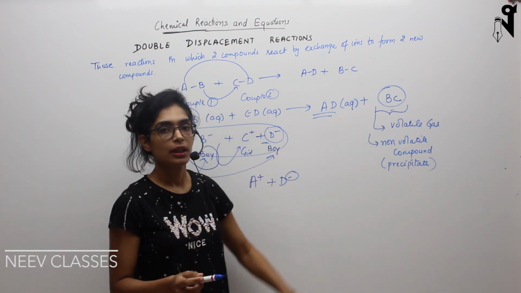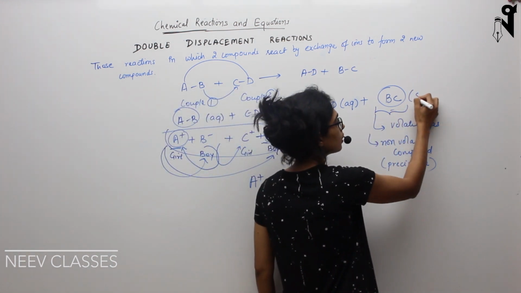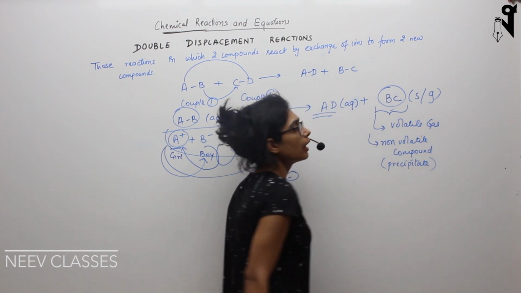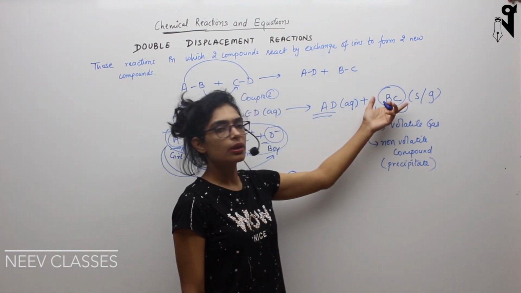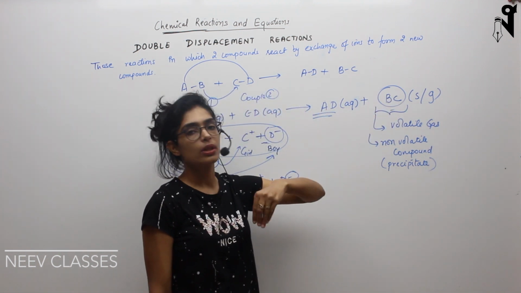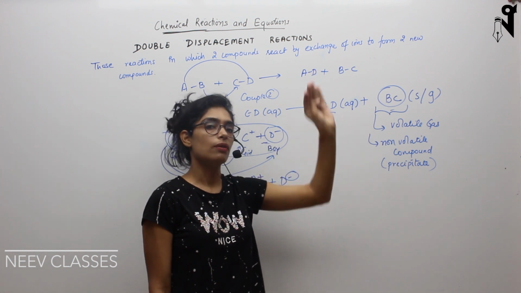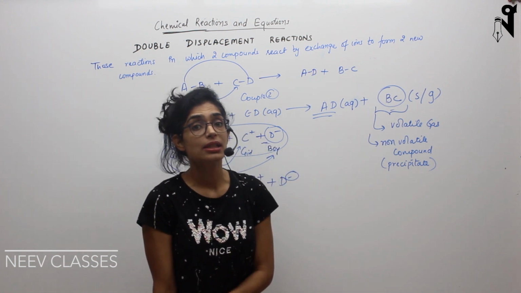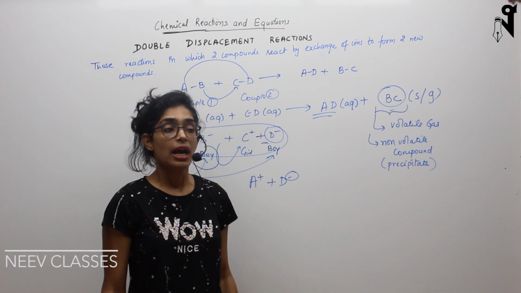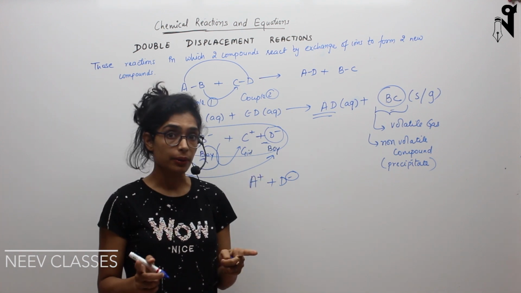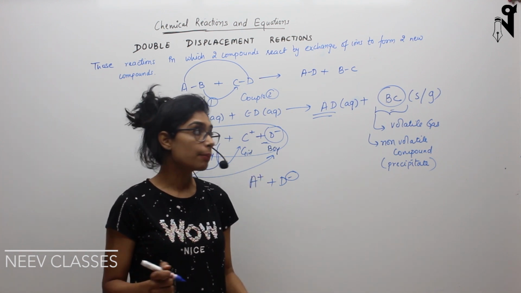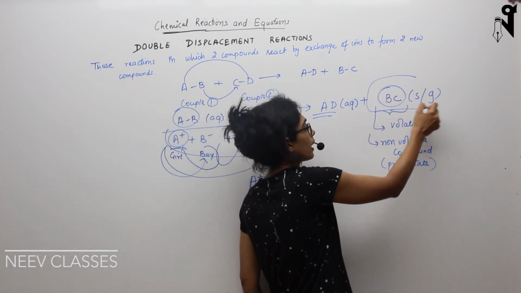Whereas BC can either be solid or can be gas, depending upon what compound it is forming. If it is solid, it will settle down as a precipitate. If it is a gas, it will escape out of the system. This is the double displacement reaction, and this reaction will not happen. Double displacement will not happen if this won't happen.